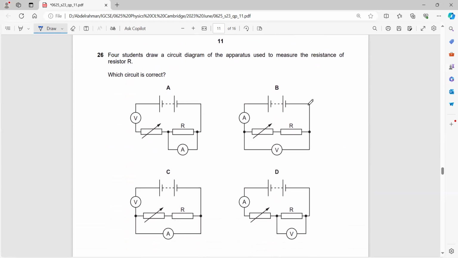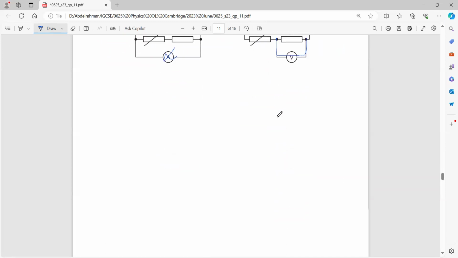Four students draw a circuit and they want to measure the resistance of resistor R alone. A is wrong because the ammeter cannot be in parallel. B is wrong because he does not want to measure the resistance of the resistor and the variable resistor. C is definitely wrong because the ammeter is not in parallel, and D is the only correct answer. The voltmeter is in parallel with the resistor and the ammeter is in series.